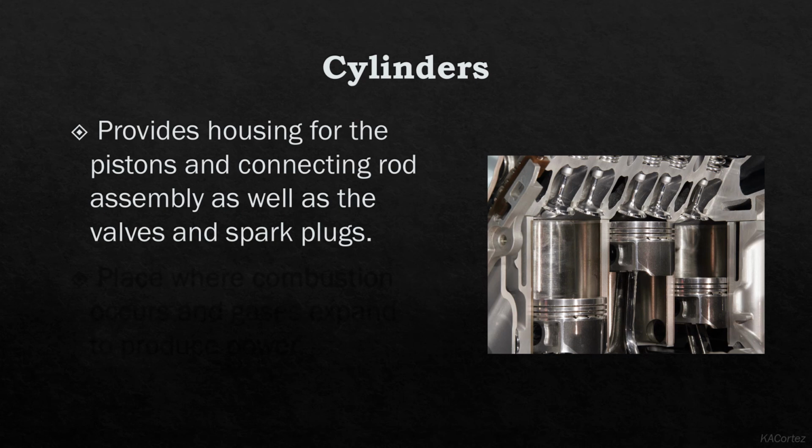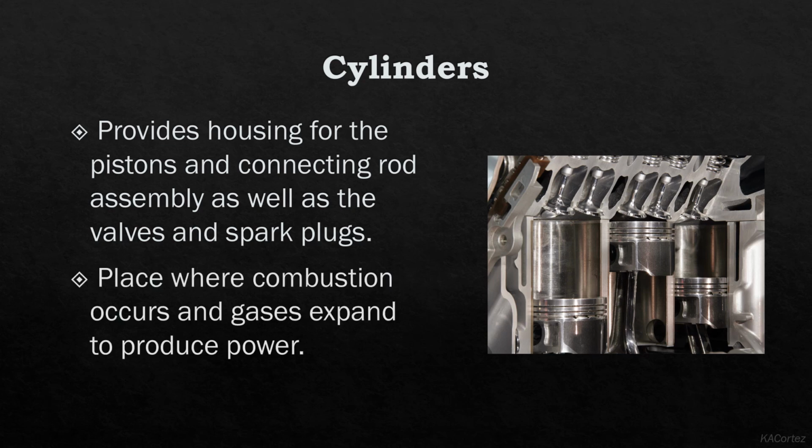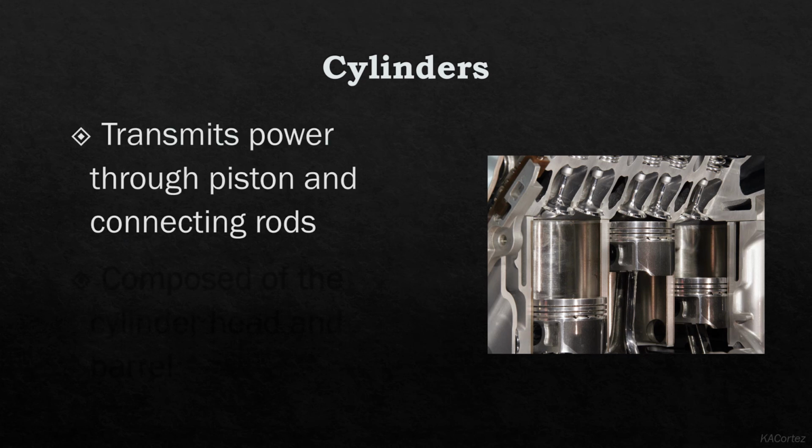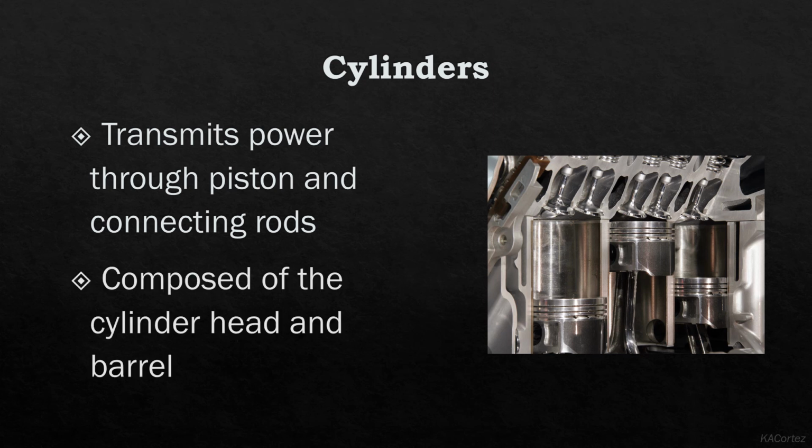Again, the cylinders provide housing for the pistons and the connecting rod assembly, as well as the valves and the spark plugs. It is the place where combustion occurs and gases expand to produce power. Cylinders also transmit power through the piston and connecting rods. It is composed of the cylinder head and the cylinder barrel.